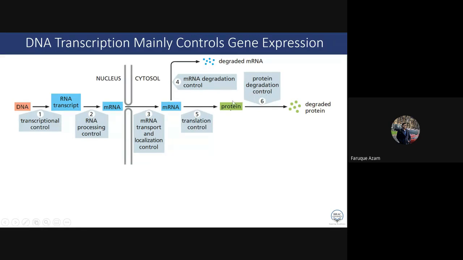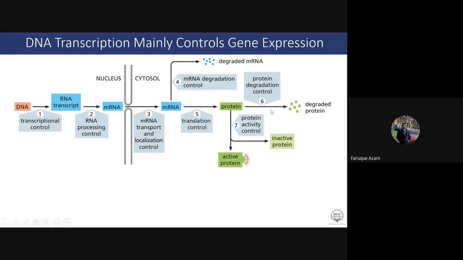And also the proteins are degraded by another mechanism, which is the proteasomal ubiquitin pathway. So here the gene expression can be controlled or inhibited at this stage, like the proteins can be degraded. The proteasome mainly fragments the proteins into amino acids and recycles these amino acids.